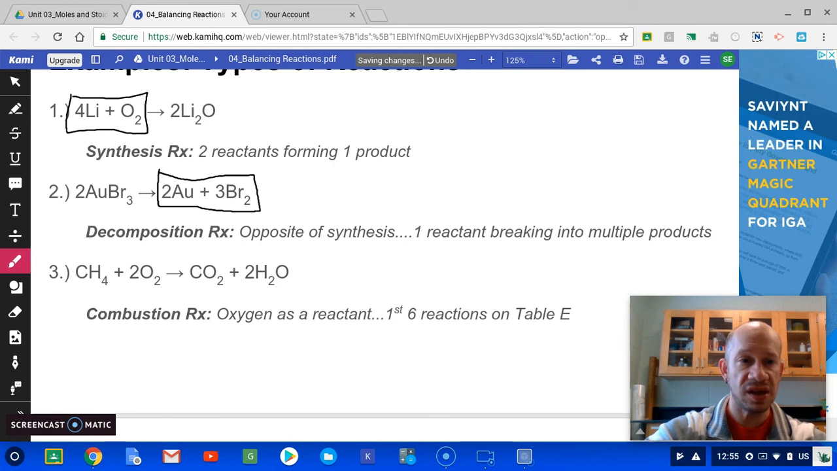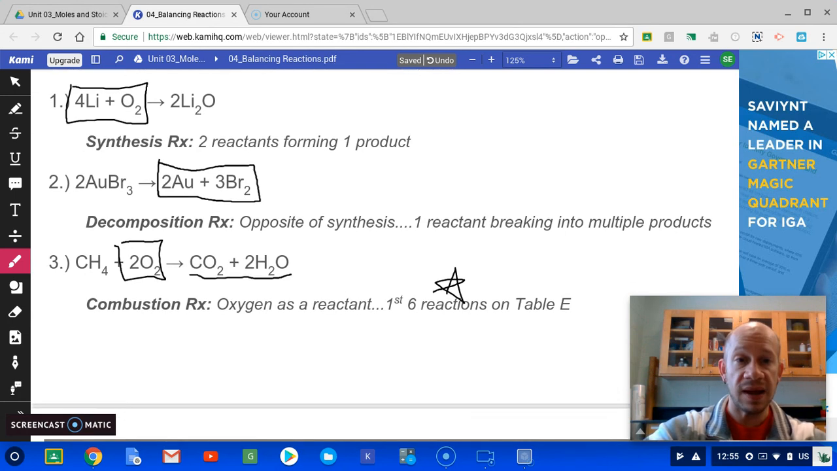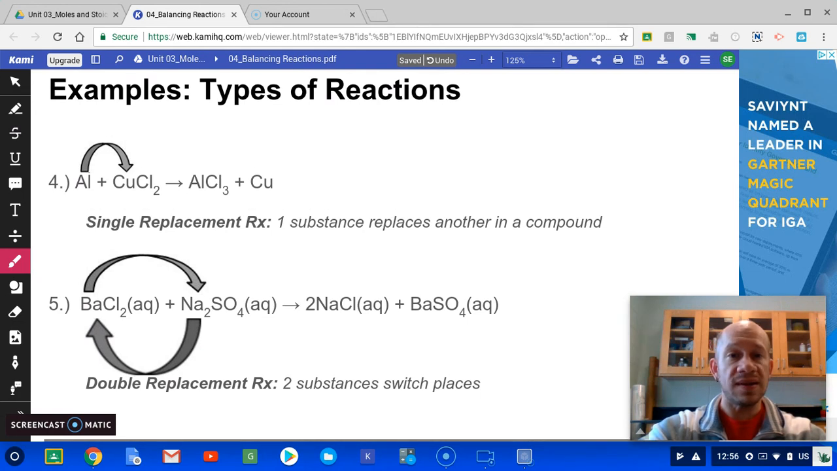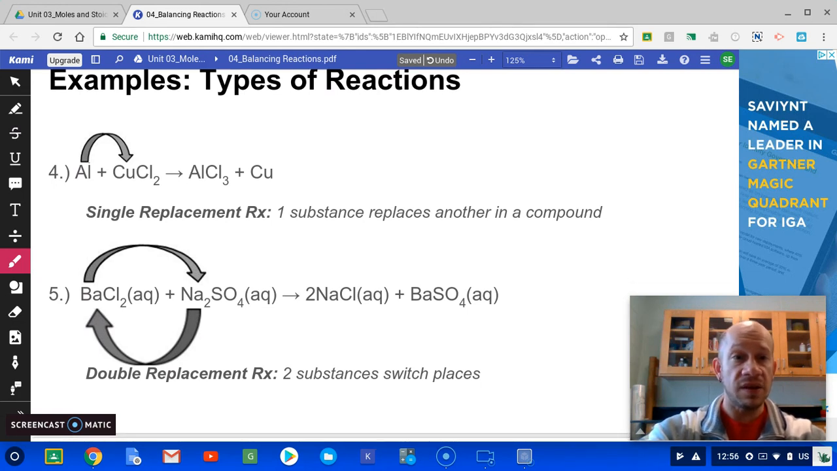Combustion, oxygen here, you notice, is always a reactant. The first 6 reactions on table E are considered combustion, and you can use that as your example to remember they always produce carbon dioxide and water. Single replacement reaction is where one substance replaces another. So if you notice, aluminum is by itself here. I have swapped it out for copper here because now aluminum has been combined with my chlorine as a product, and copper is now by itself.